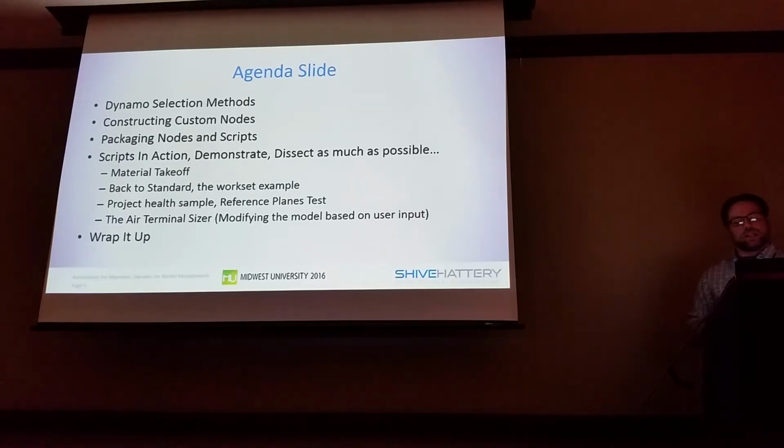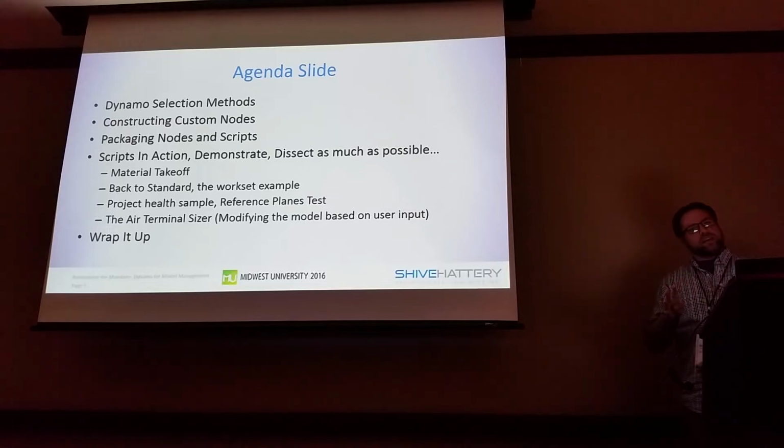All right, so the agenda. We're going to go through the Dynamo selection methods, and that'll make sense to you in a second when we start to take a look at how we pick things in the Revit model via Dynamo. We'll go through constructing custom nodes, packaging nodes and scripts, and then we're going to take a look at those scripts in action. When I say model management, I'm thinking of 4 key things. Doing material takeoff, a data mine.